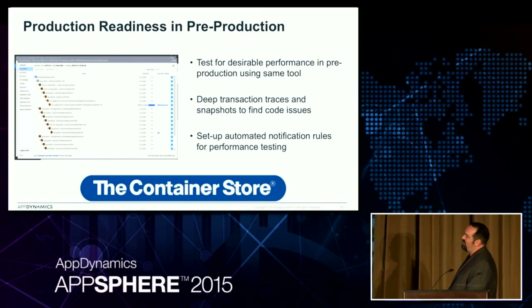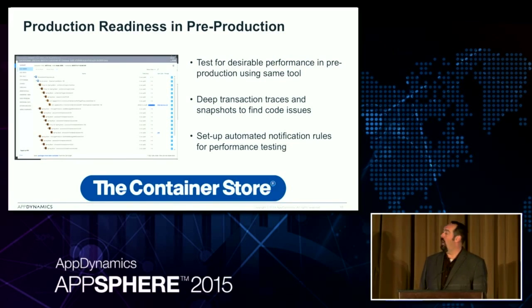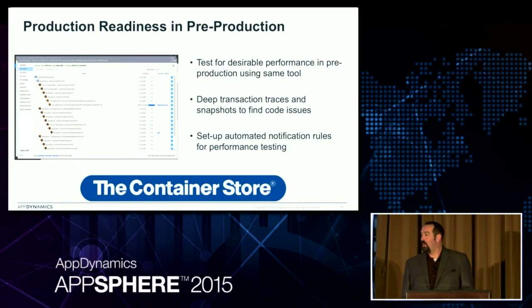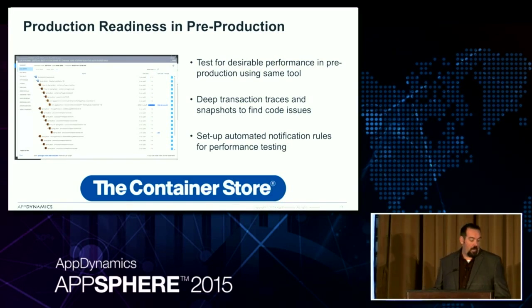So the deep transaction traces and snapshots to find code issues, we kind of talked about this, but yeah, if you're in a crunch situation, whether it's for a test that's a bug report or a production environment, those snapshots are powerful. Being able to pull out every single query, being able to, excuse me, attach those to a bug report.